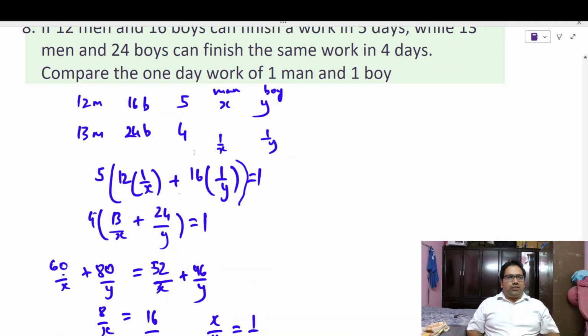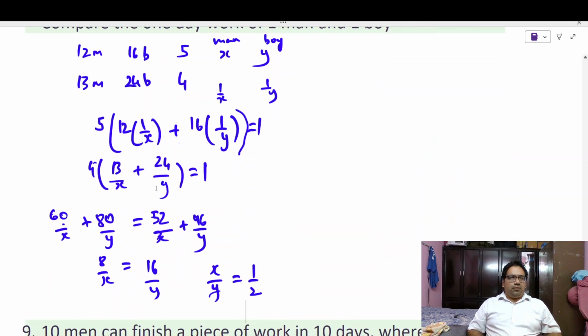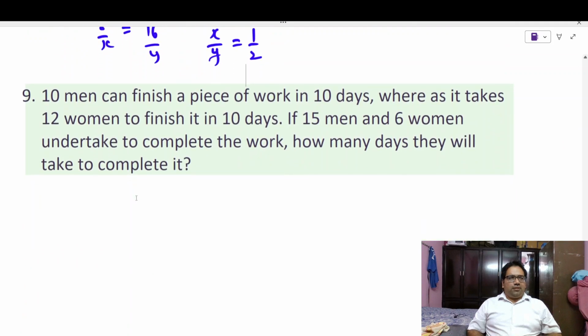You understood this problem, right? It's as easy as this. We just have to assume how many days a man will complete the work, that is x days, and how many days the boy will complete the work, that is y days. And 12 men have done in a single day 12 into 1 by x, and 16 boys have done in a single day 16 into 1 by y. This is the amount that they will finish in a single day. Now 5 times this amount is 1. Right? This is 1.